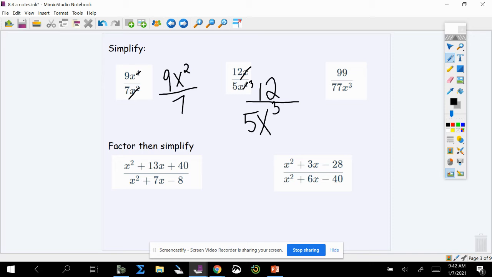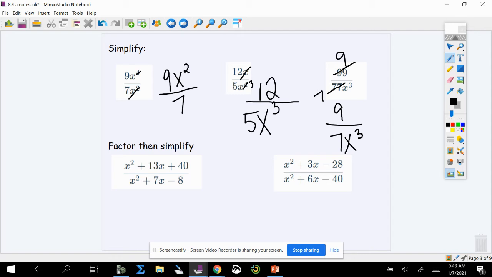Last one is an example of the opposite. This time the coefficient reduces, but the variable doesn't. So in this case, 99/77 will reduce to 9/7. You can divide each by 11. And since there's only x's in the bottom, there's nothing to reduce or cancel with, you're still going to have an x to the third in the bottom. So I wanted to show you ones that have variables that reduce and end up in the numerator, variables that reduce and end up in the denominator, and ones that don't have variables reduce, but you do have to look at the coefficients. So those are going to be the first ones you're going to do on Delta Math, and they should be really fast.